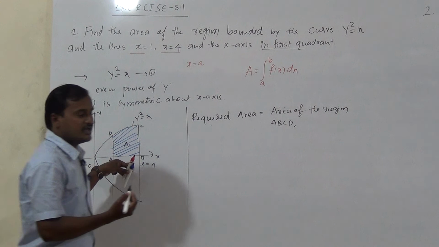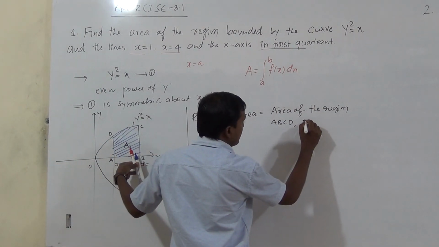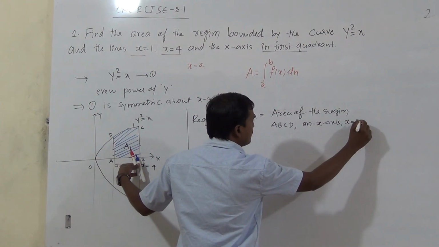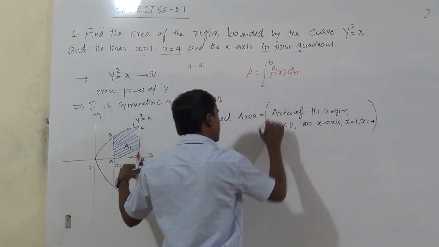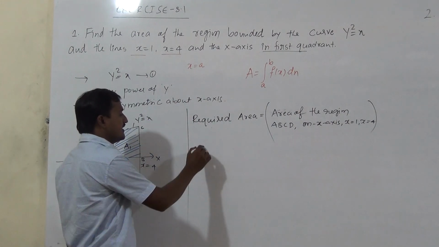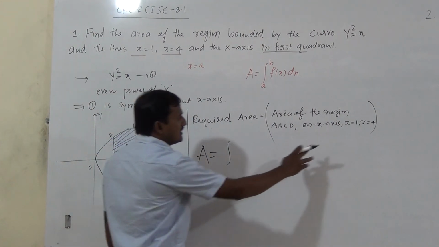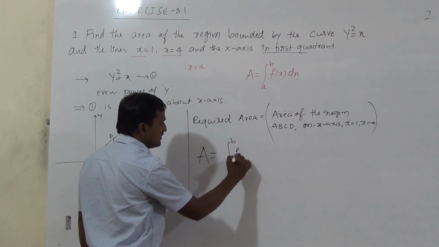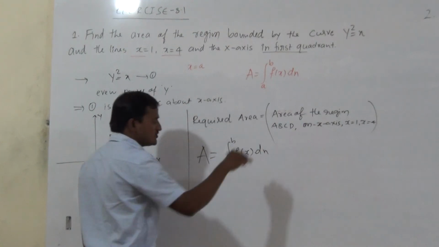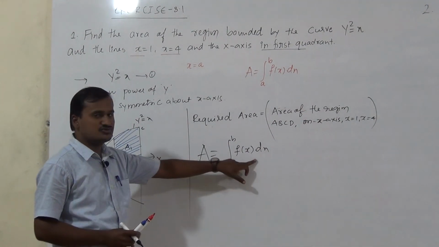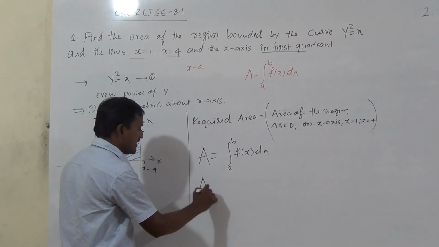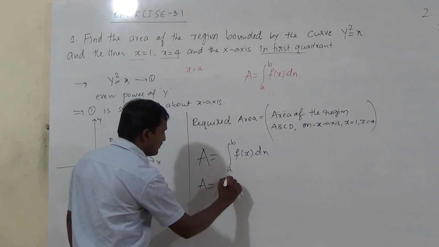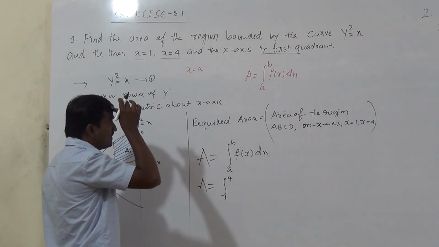Clearly it lies on the x axis, with the lines x equal to 1 to x equal to 4. I should find this one. Therefore the required area A is the integral from a to b of f of x dx. Suppose the area lies on the x axis, then we have to use this formula. So the required area A is equal to, here a is 1 and b is 4, so 1 to 4 of f of x. What is the value of f of x?